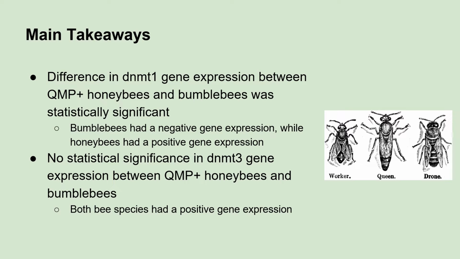For DNMT3, I found that the difference in relative gene expression for the two bee species was not significant. Both honeybees and bumblebees had a positive DNMT3 gene expression, which indicates that they both upregulate DNA methylation.